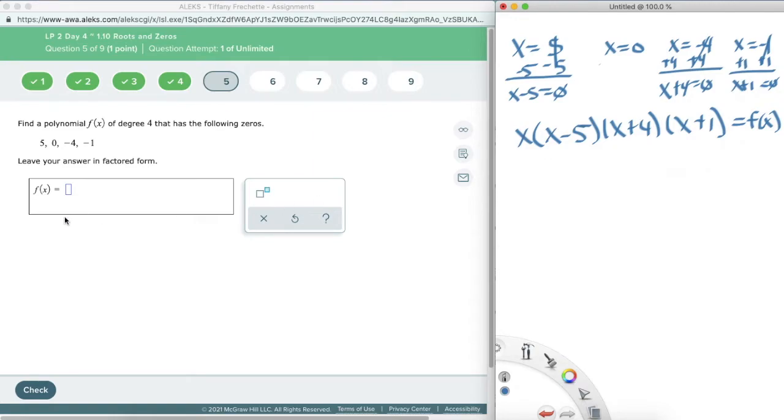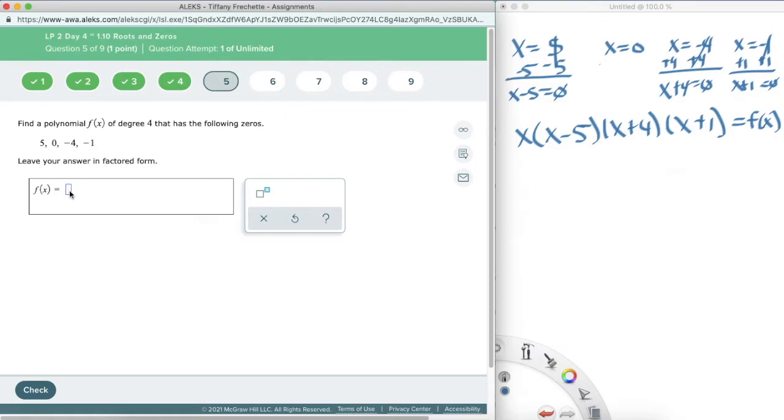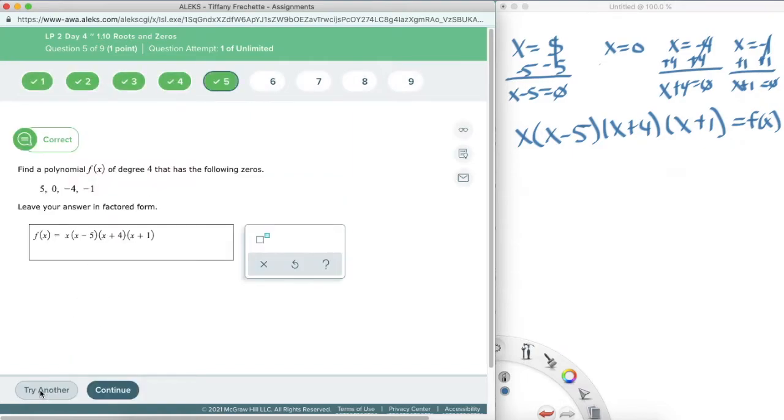So we get to type this guy in here. We have x and x minus 5, x plus 4, x plus 1. All right. Oop, I forgot one of my parentheses there. Okay, so this should be good to go there. Yay! So this is just kind of going backwards from when we had zeros. So just remember, this is what x equals for each one, and you go back to the binomial, and then you put it back, multiplying together. So we're literally working backwards from what we've been doing this whole time.